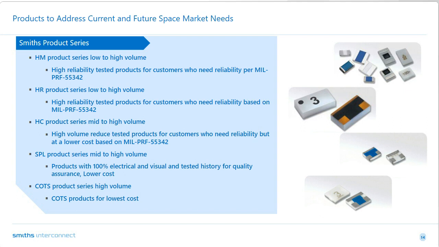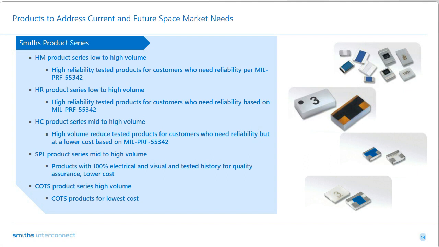The most common high reliability testing is our HR. Now that's basically per the MIL 55342 with some customized testing and reduced sample sizes, but provides high levels of reliability. This would be common for GEO market, some defense as well, aircraft, missile systems, those types of things. And we also see our HC, which is a reduced testing that is more common with the LEO market and with some of the launchers and some of the ground-based radar systems.